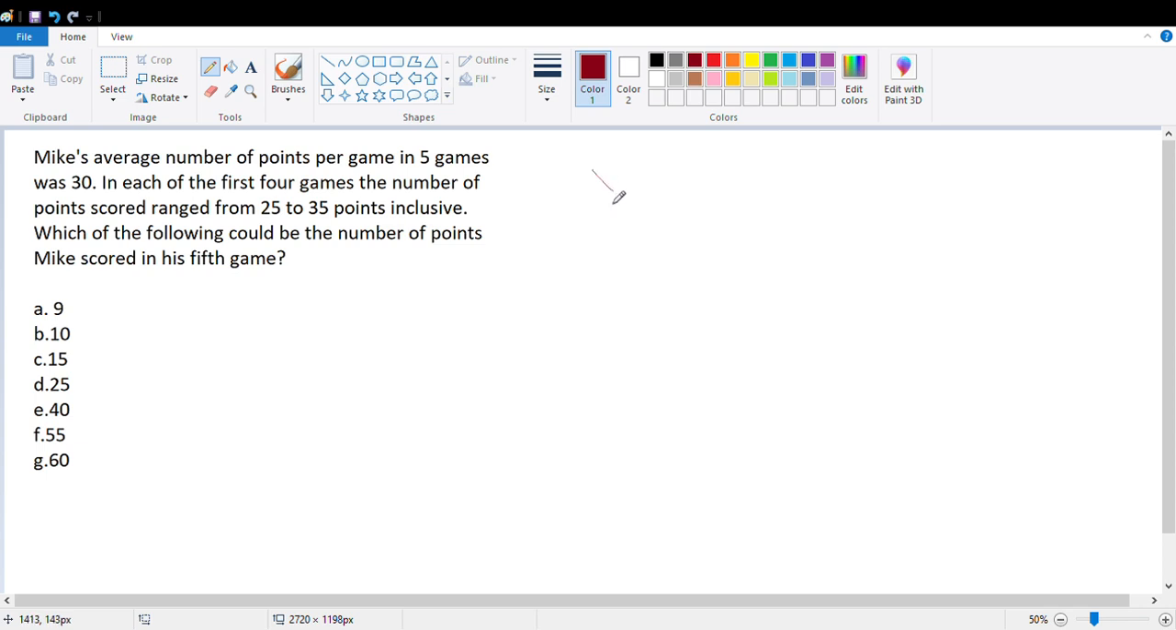Let's say, for example, the number of points he scored in the first game is x1. I'm just going to give it a variable, x1, the number of points he scored in game 1, plus the number of points he scored in game 2, and so forth, plus x3, plus x4, plus x5. That is the sum of the number of points he scored in each of the 5 games. I'm going to divide it by 5 because that's what the average means: I sum up the points from the 5 games and divide by the number of games, which was 5. And they tell us that the average was 30, so I'm going to set it equal to 30.